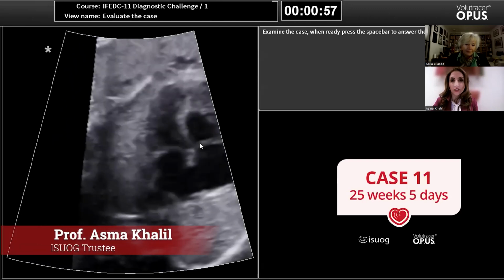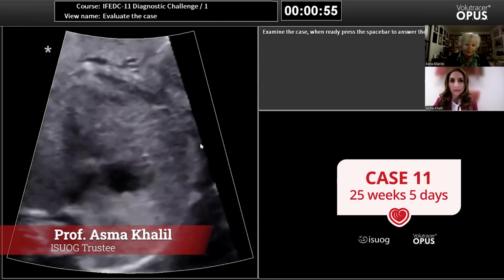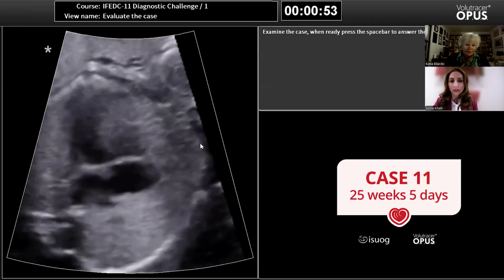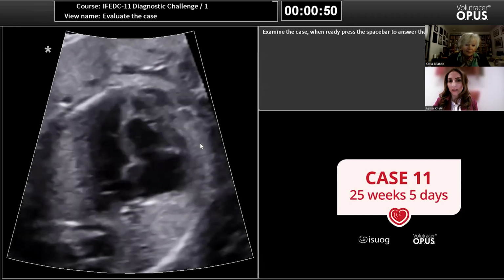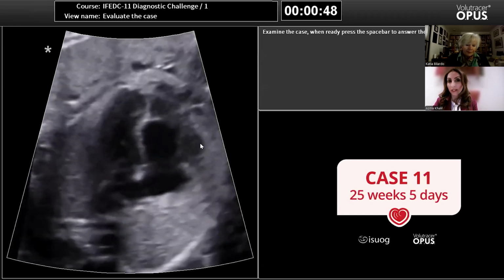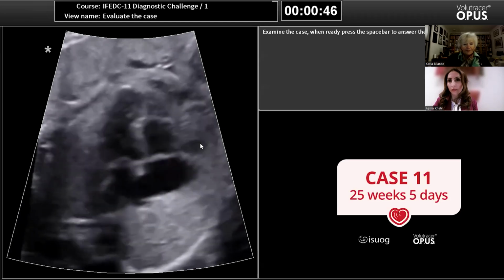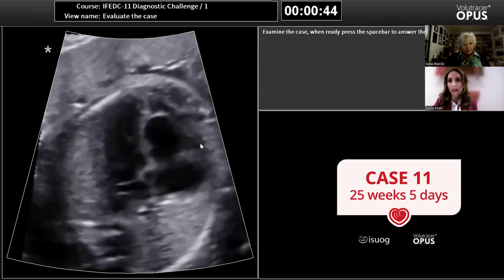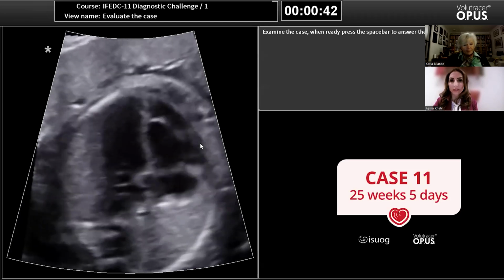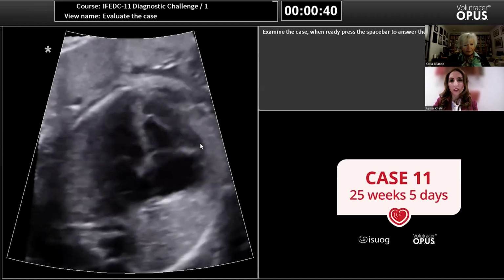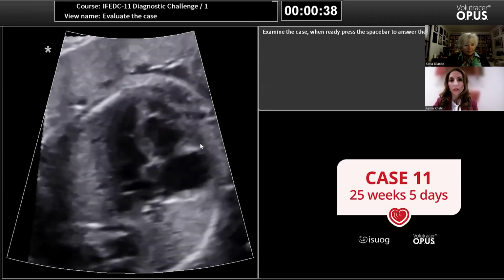So if we just follow the same, we're being systematic. So here we are, what are you seeing here? You're seeing the four-chamber view, correct? For the four-chamber view, you want to identify where is the right ventricle, where is the left ventricle, the atria, the valves, and whether there's anything normal or abnormal.